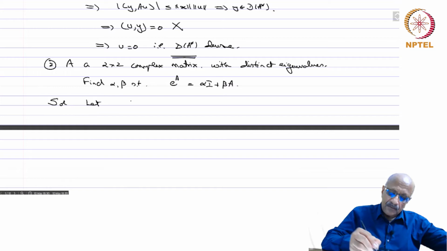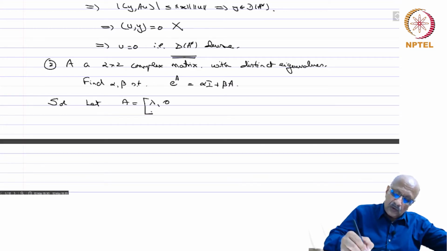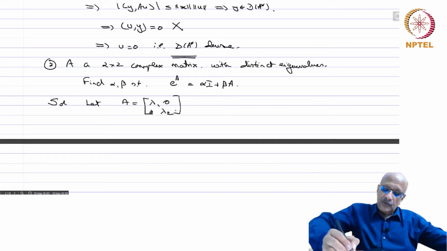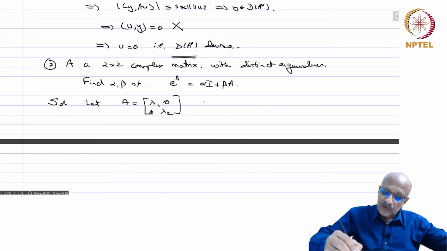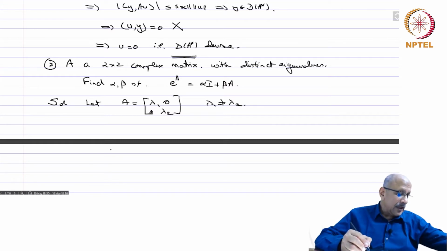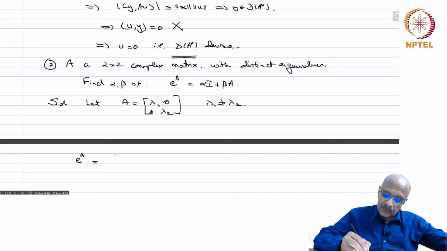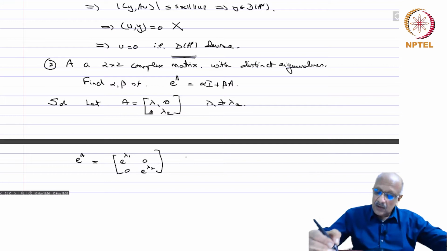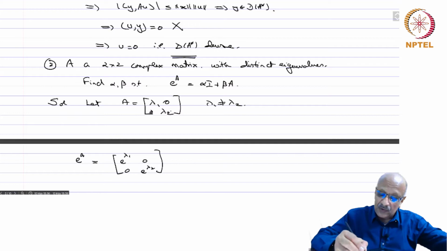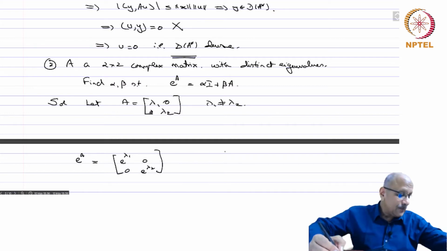So, let A equal the diagonal matrix with entries lambda 1 and lambda 2, with distinct eigenvalues, so lambda 1 not equal to lambda 2. Then what is e power A? If you compute, this is nothing but the diagonal matrix with e power lambda 1 and e power lambda 2. This is just a straightforward calculation, I plus A plus A square by 2 factorial, etcetera, and you will get precisely this.